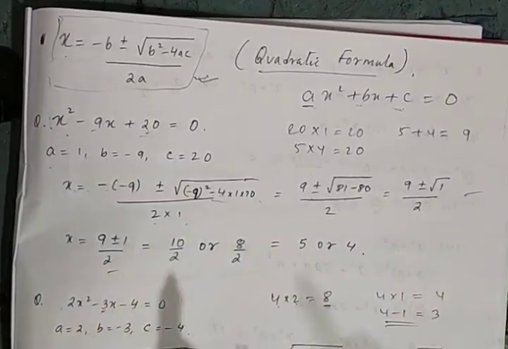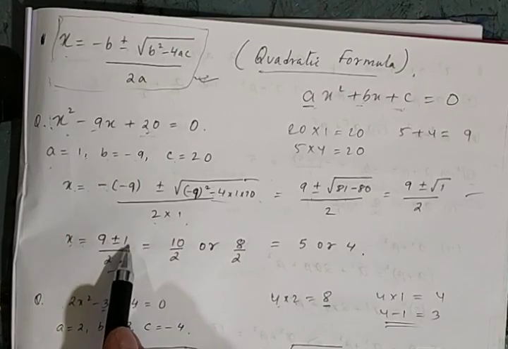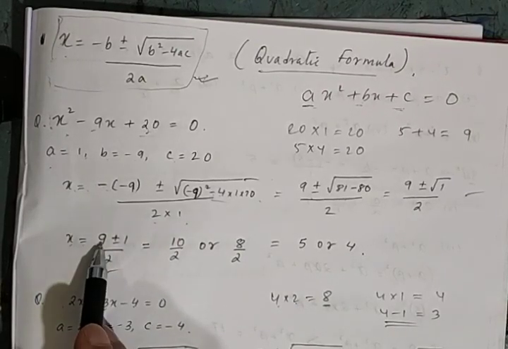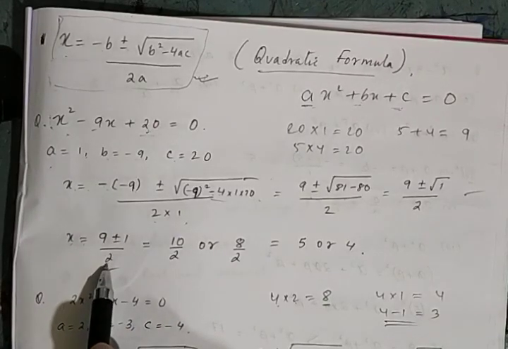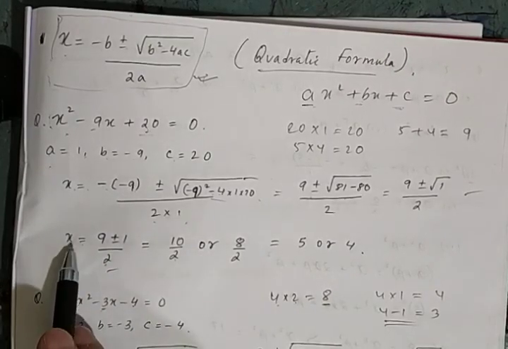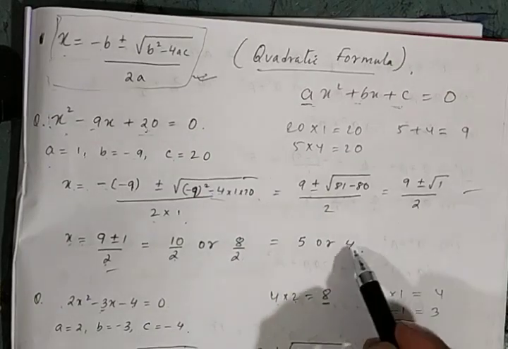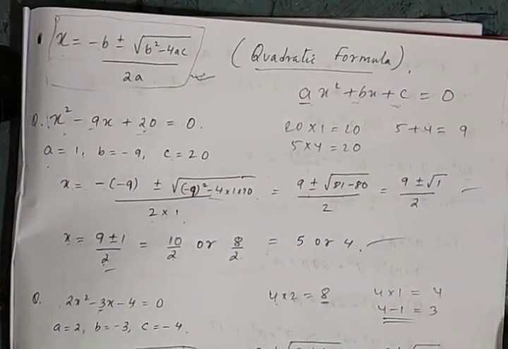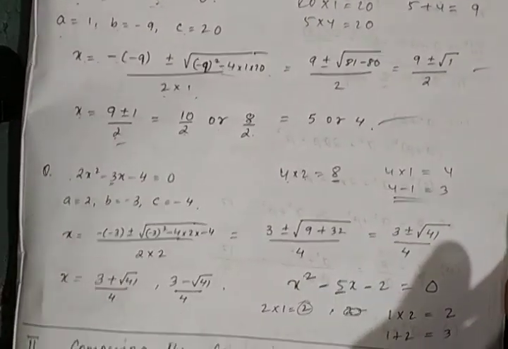Check this part. See, there are two parts. X is equal to what? 9 plus minus 1 divided by 2. Plus minus 1 means what? The first solution will be x equal to 9 plus 1 divided by 2. 9 plus 1 is 10, 10 by 2, which is 5. Or another answer will be 9 minus 1 divided by 2. So 8 by 2, which is 4. The solution is 5 or 4. There are two solutions. I already told you that quadratic equations have two solutions.